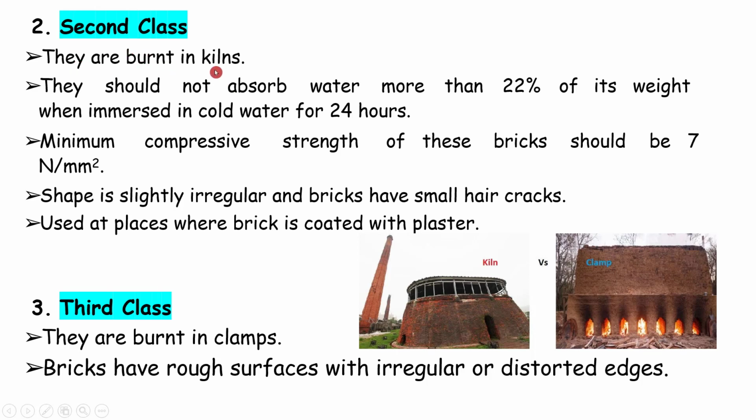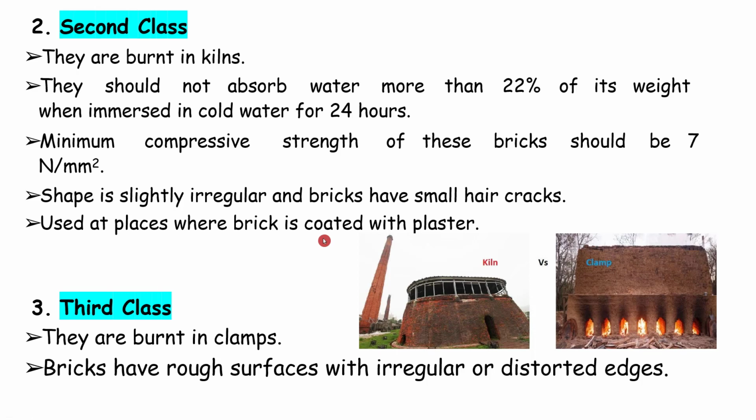So they are also burned in kilns, but they should not absorb more than 22% of their weight when immersed in cold water for 24 hours. So 20 changes to 22% in the case of second class, and strength should not be less than 7. Previously it was 10, now it's 7. And the shape is slightly irregular, and the bricks can have small hair cracks. So small cracks are permitted for this type of bricks, and they are used at places where the brick is coated with plaster.